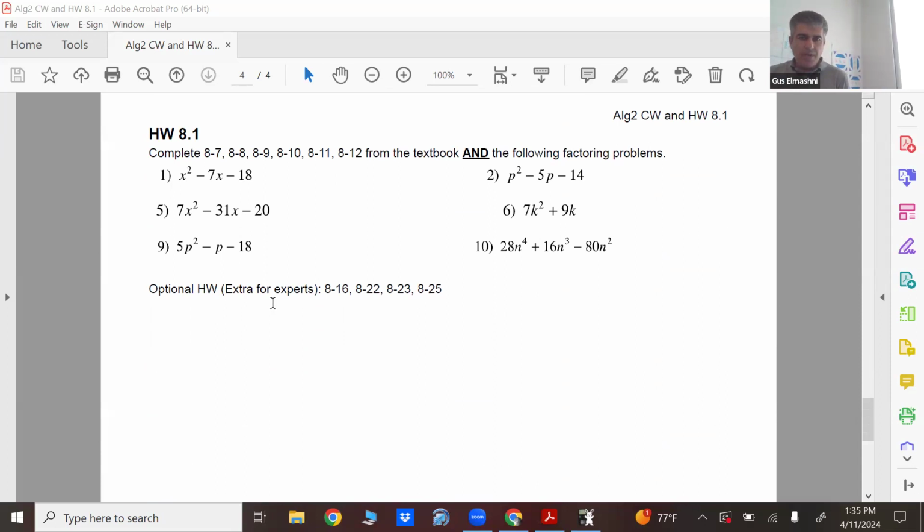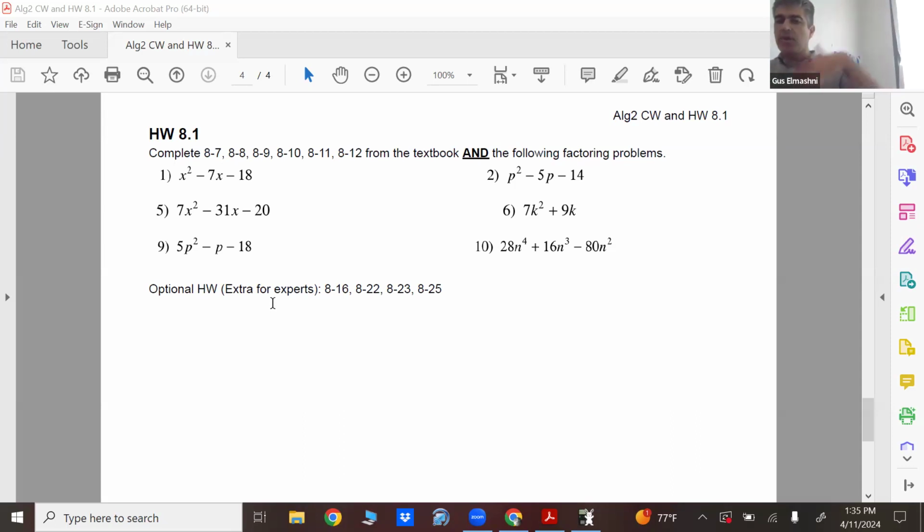Okay, so I'm going to put this in Schoology. I'll try to actually make screenshots of these problems, but you do need to go to the CPM textbook and do those problems in addition to these here. So this is not just the homework, just so you know. There's still 6 other problems: 8-7, 8-8, 8-9, 8-10, 8-11, 8-12. I'll make a screenshot of it.